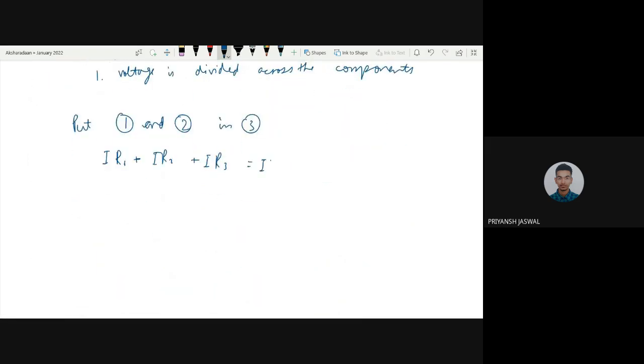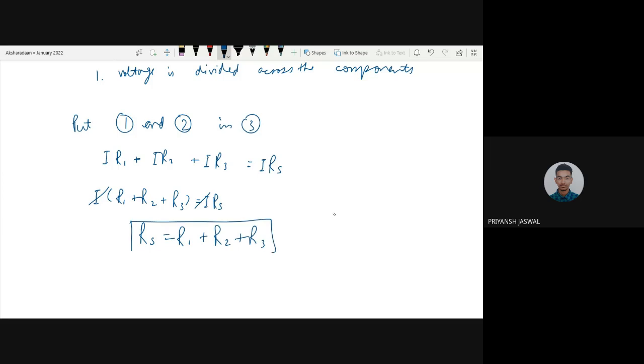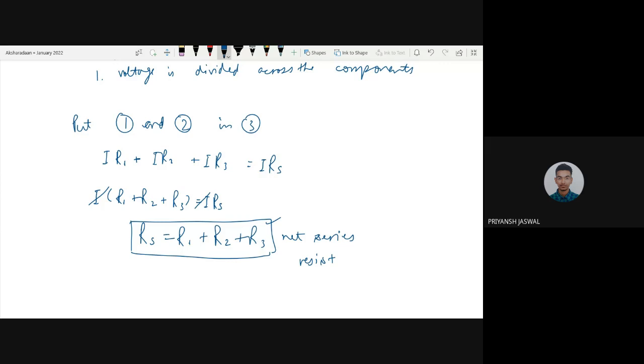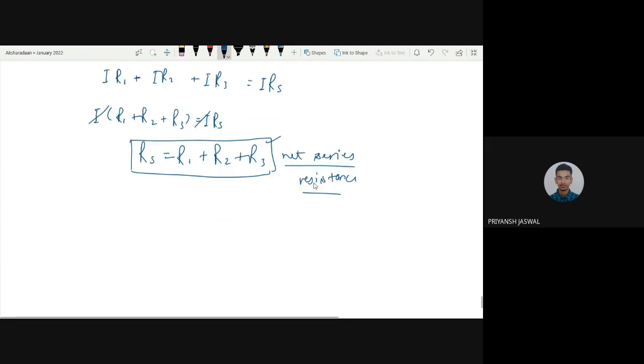Equals I R_S. Take I as common. I cancels out on both sides. And we are left with the series resistance of R1 plus R2 plus R3. This is the formula for net series resistance, or you can say the net resistance of a combination of resistors in series.